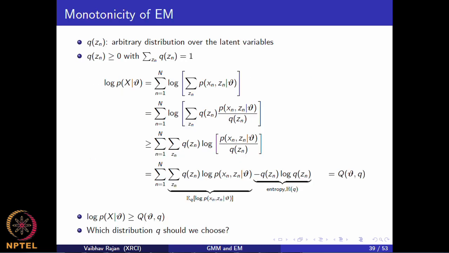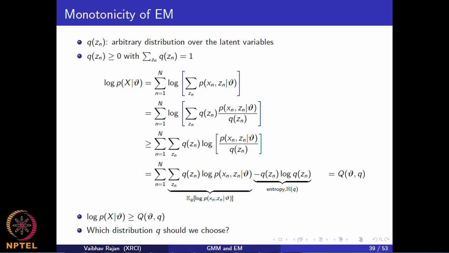So let us start. We have these latent variables or the hidden variables in some cases. Let us assume that q is some arbitrary distribution over the latent variables. We will not define what q is right now. Okay. So because these are probability values, each of these q(zn) for each latent variable is greater than 0, and the sum over all zn is equal to 1, right.